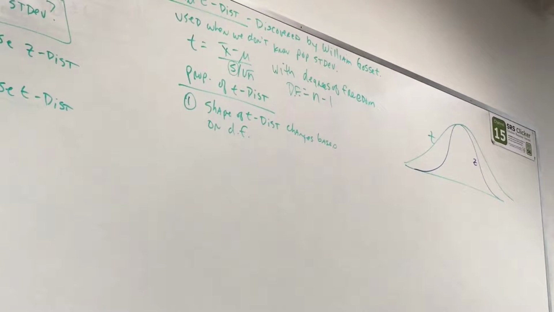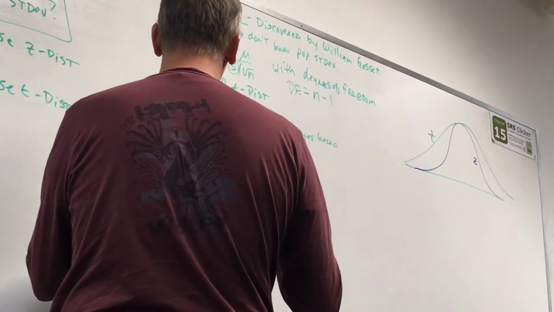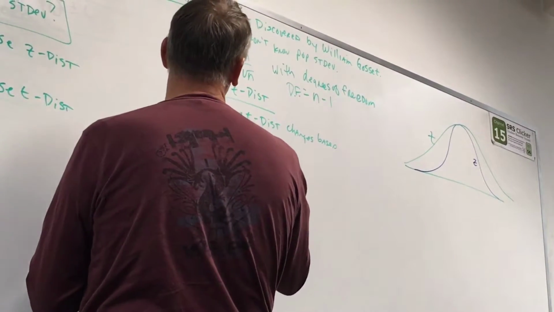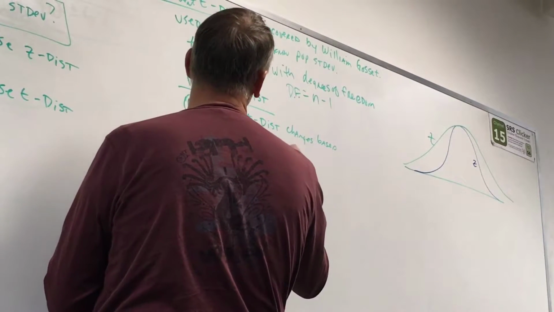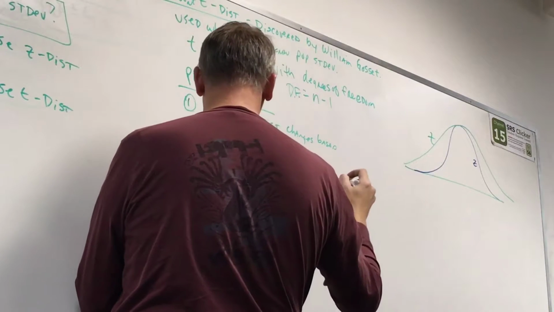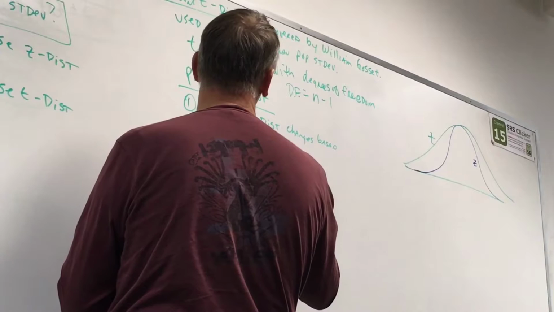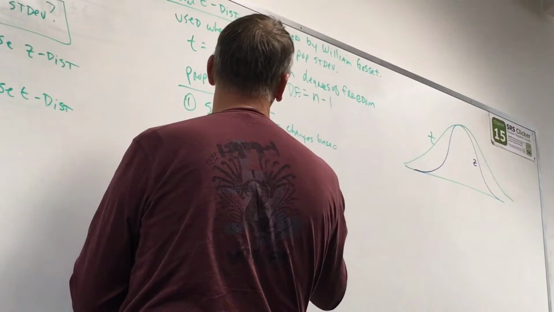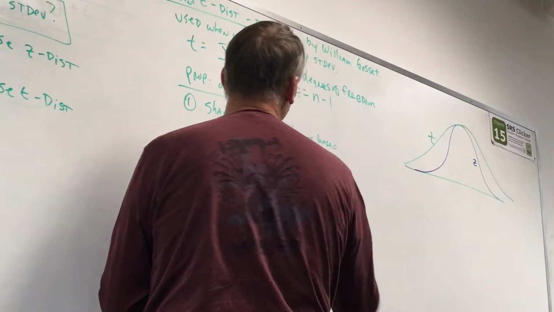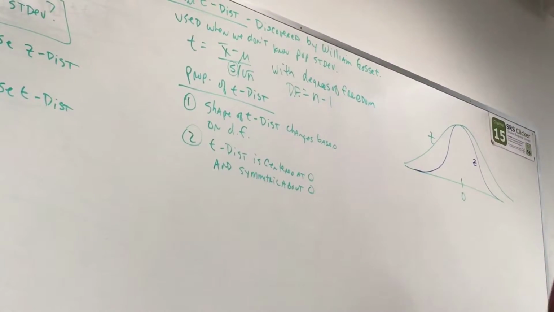I did. The degrees of freedom are based on your sample size. Okay? Number 2, the t-distribution is centered at 0 and symmetric about 0. Okay, so kind of like your standard normal. It's going to be just like that.